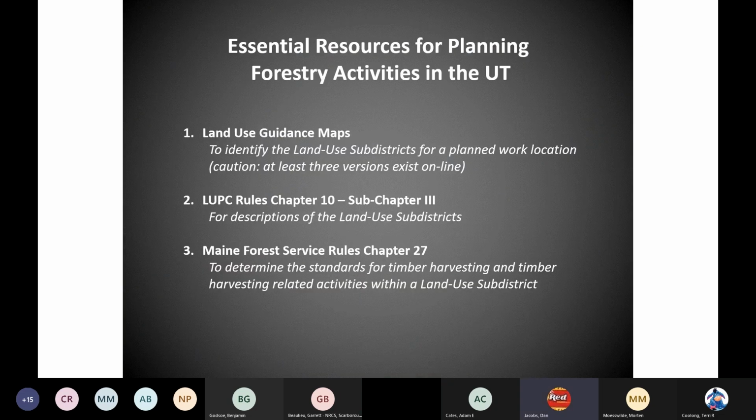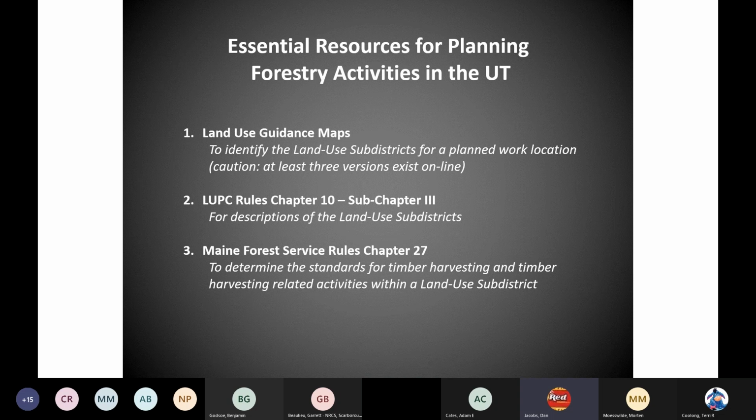Like I said, the Chapter 27 rules and the zoning in the unorganized territory is a little bit complex, and it's important to have all the information needed to do the work that you want to do. The three essential resources, in my view, for staying in compliance in the unorganized territory are the land use guidance maps. Those are produced by LUPC. Those are basically the zoning maps, which do not look much like the maps that Adam showed you previously in the statewide standards towns. I will show you an example of a land use guidance map.